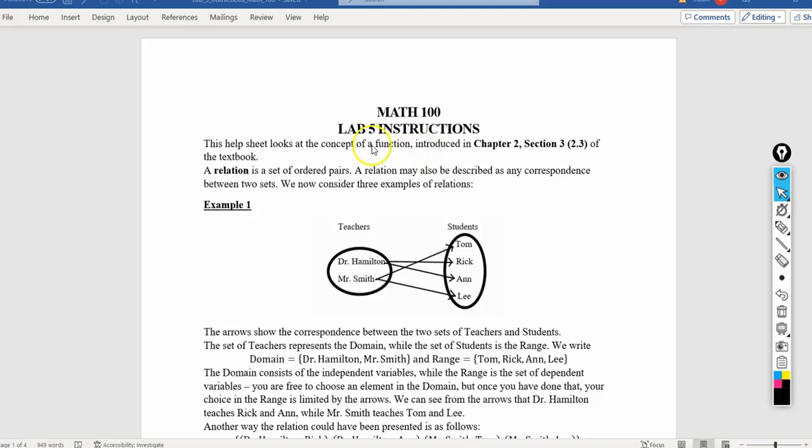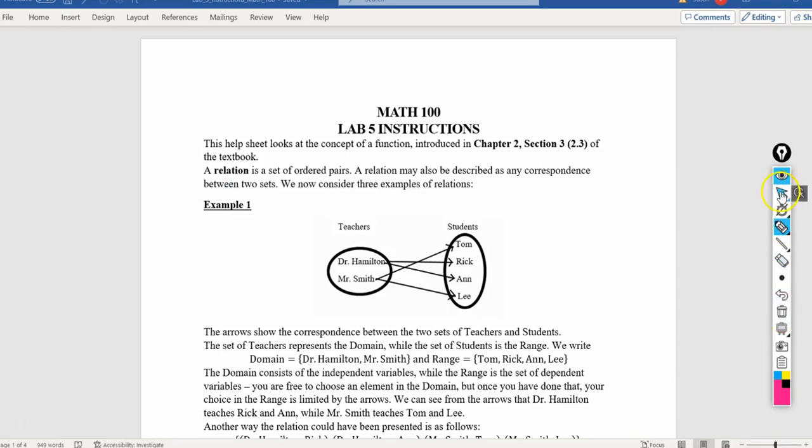We're going to look at the first part of the Lab 5 instructions. So we're going to be concerned with identifying what a function actually is and evaluating functions. And so a function is a special case of a relation. So to know what a function is, we have to first know what a relation is. And it's a set of ordered pairs. It's also described as any correspondence between two sets.